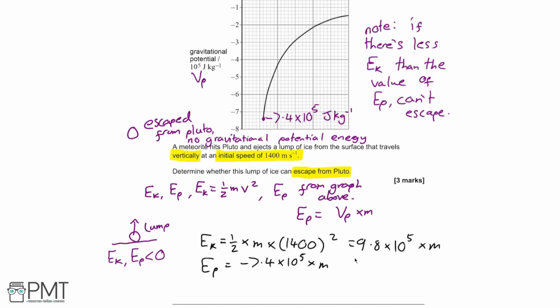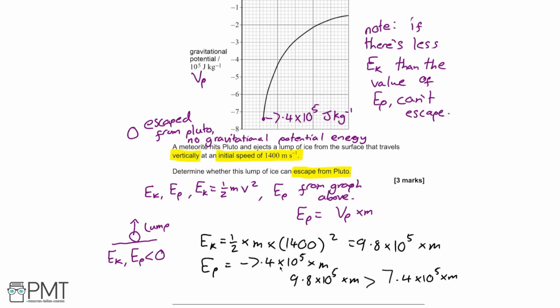m of kinetic energy. So in other words, the criteria we're looking for is that 9.8 times 10 to the 5 times m is greater than 7.4 times 10 to the 5 times m. So this represents the fact that we have enough kinetic energy to convert to potential energy such that we can lift the lump out of the gravitational potential of Pluto, and thus the lump can escape. So hang on, let me just write that in a slightly nicer way. Like so.